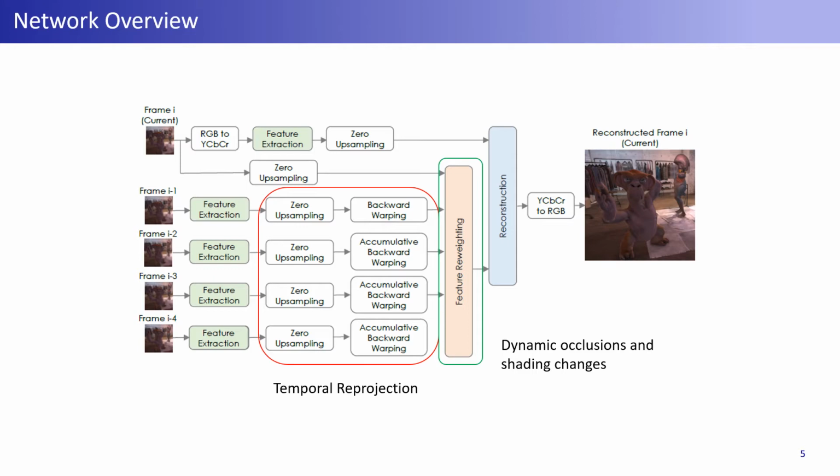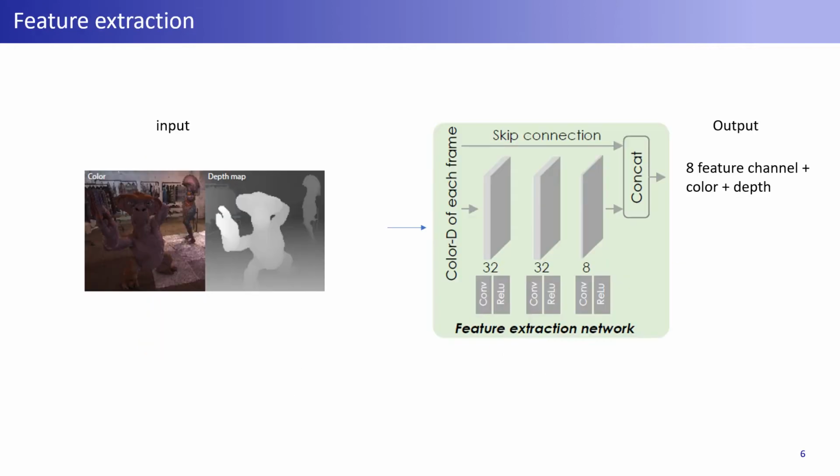So they do this. For feature extraction, the input is the color and depth map. They go through 3 convolutional layers to get 8 feature channels. So the color and depth are concatenated with the 8 feature channels, so the total is 12 channels.